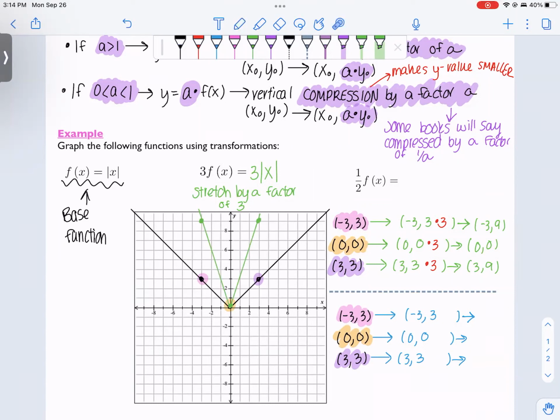There we go. So if you look at this green, it's a lot skinnier. So it's been stretched vertically. When it's stretched vertically, it's just going to be skinnier.